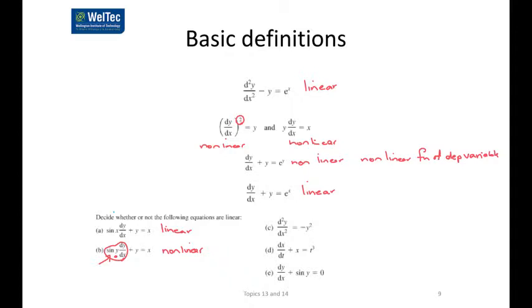Part C there is non-linear because it's got the second derivative, non-linear. D is back to being linear again. And E has that sign of the dependent variable, so it is non-linear.